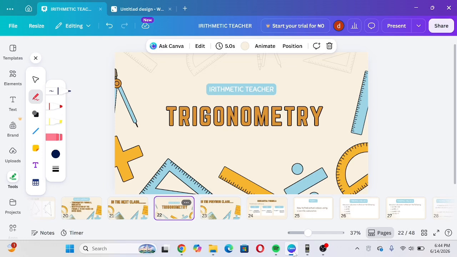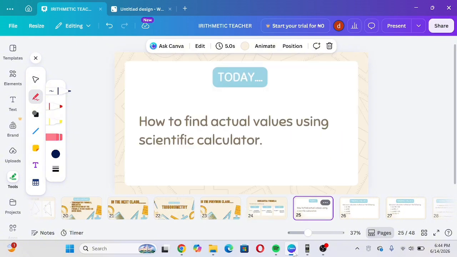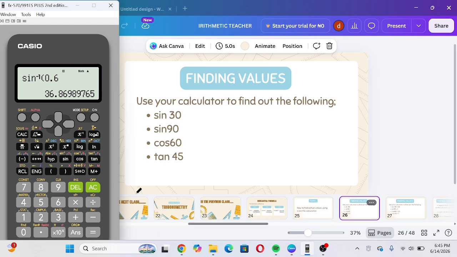In our previous class on trigonometry, we discussed a formula giving the acronym SOHCAHTOA. If you still have issues with what those names stand for, please go back to the previous video and get that sorted out. In today's class, we'll be looking at how to find actual values using a scientific calculator. So quickly into it, say you are asked to find the values given above. Let me bring out the scientific calculator.